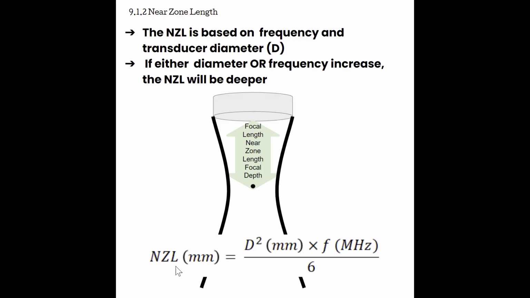The near zone length in millimeters is equal to the diameter squared multiplied by the frequency in megahertz, all divided by 6. Again, this only works for soft tissue, but the biggest thing you need to take from this is that diameter and frequency are both directly related to the near zone length. We're actually going to cover this in quite a bit of detail in a couple sections.